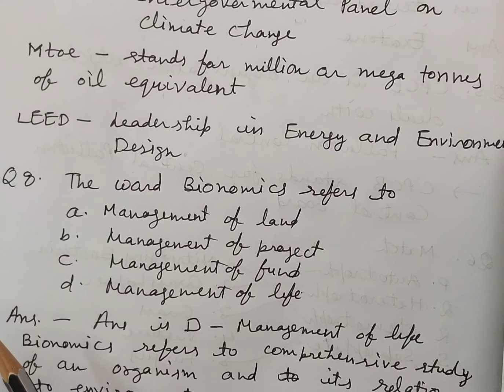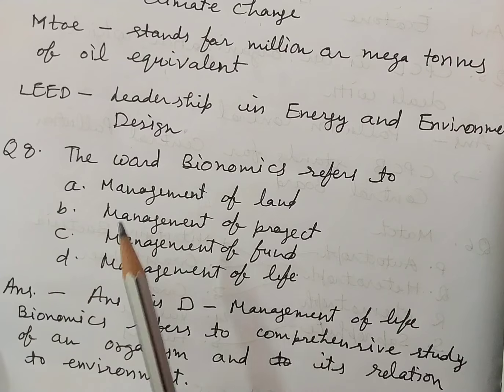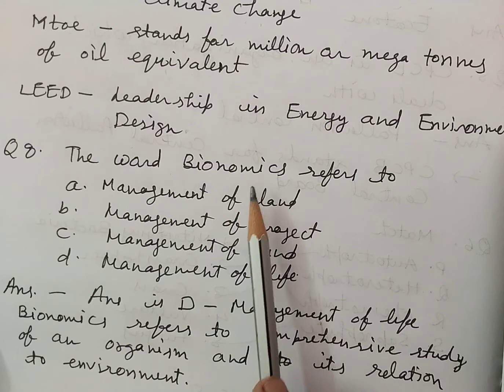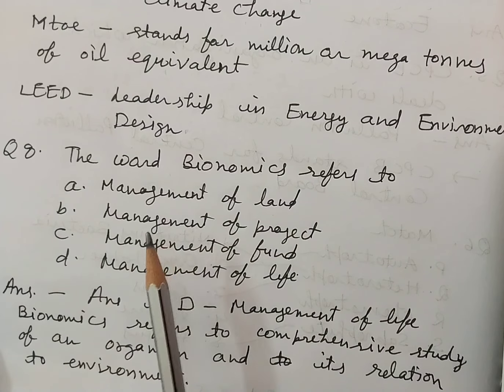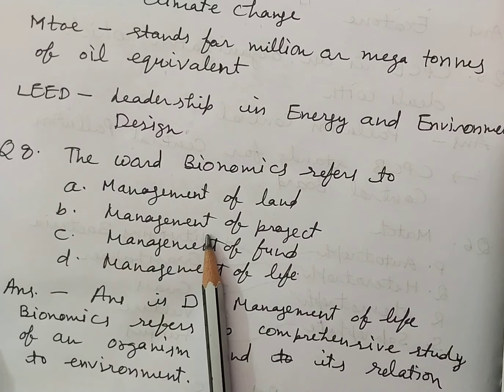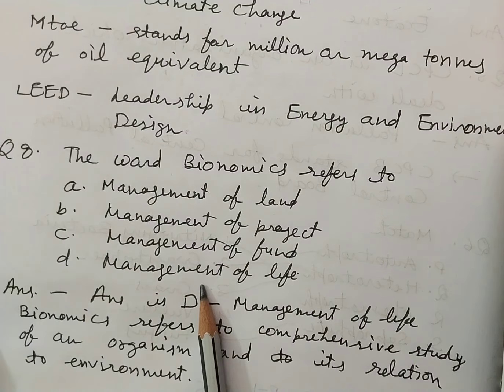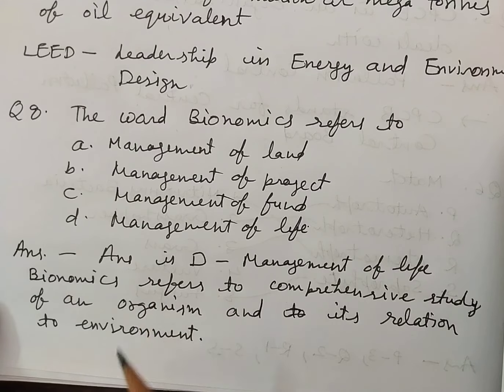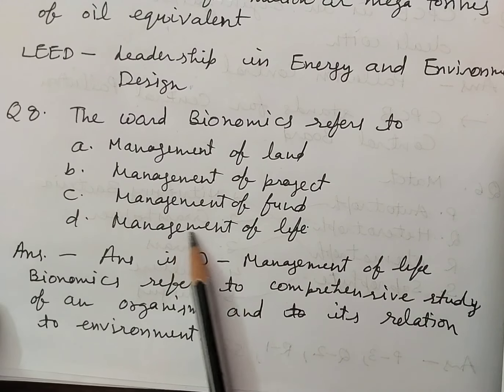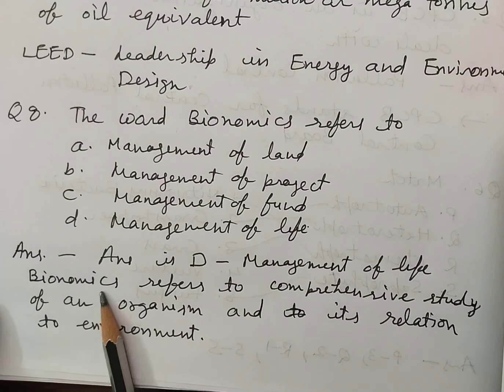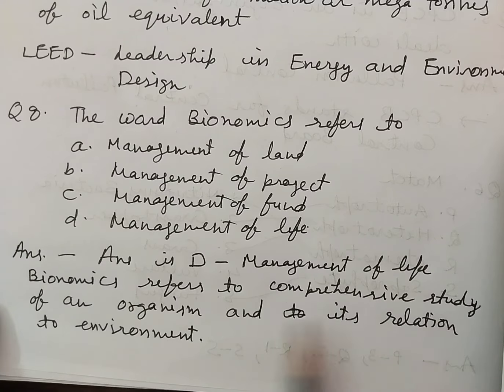Now coming to the next question. The word bionomics refers to management of land, management of project, management of fund or management of life. Answer is D, that is management of life. Bionomics refers to comprehensive study of an organism and its relation to the environment.